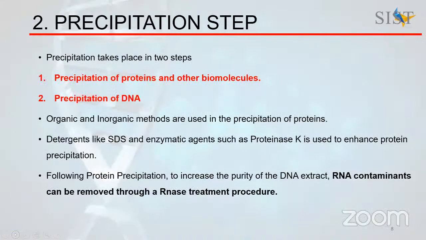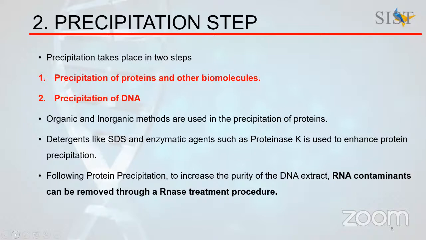So after the lysis, we should do the precipitation, right? Because there are four steps. The first one is lysis. The second one is precipitation. So in this precipitation, we have to cover two steps. One is precipitation of proteins and other biomolecules which are not DNA, and the second one is precipitation of DNA.